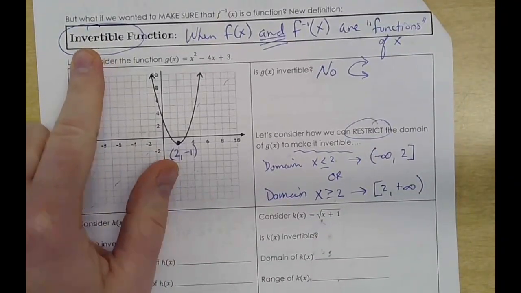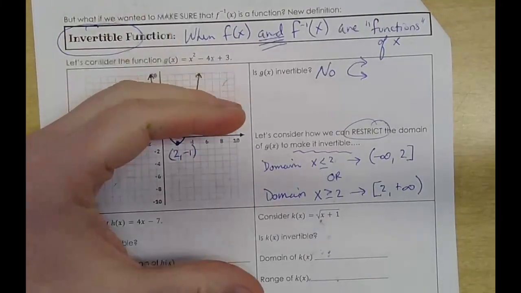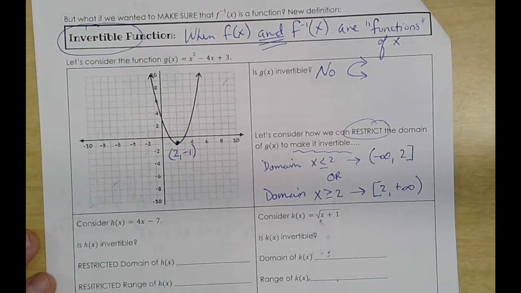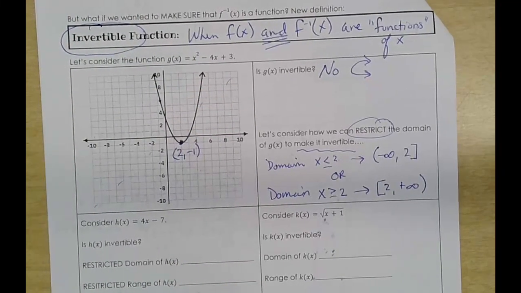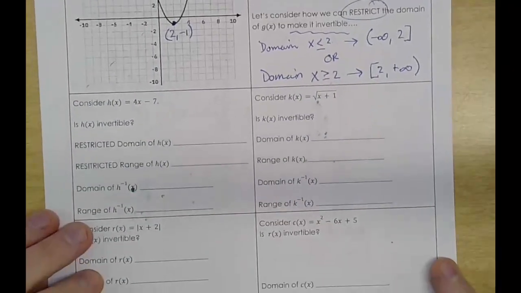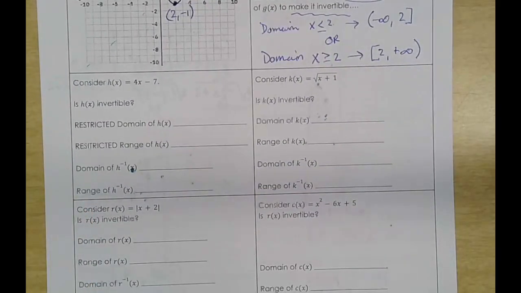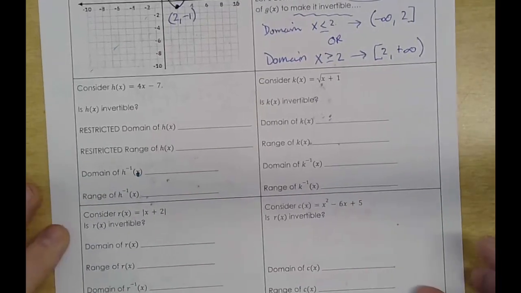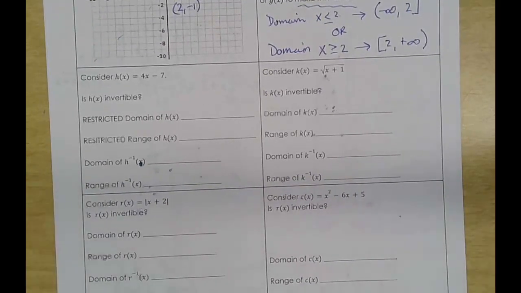Invertible just means that it's a function one way, and then the inverse is also a function. This also relies on you guys sort of remembering, like, hey, just looking at the equation, do I know what the graph looks like? And I know when I taught it to my first class, it's been a struggle. Both classes, really, it's been a struggle. So consider h of x is equal to 4x minus 7.